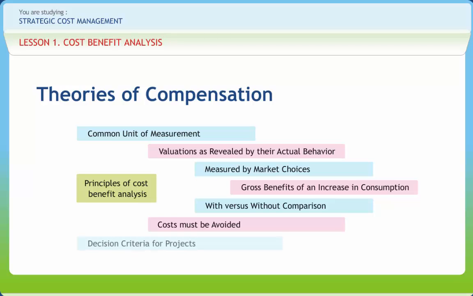Seventh is decision criteria for projects. If the discounted present value of the benefits exceeds the discounted present value of the cost, then the project is worthwhile. If there is more than one mutually exclusive project that has positive net present value, then there has to be further analysis.